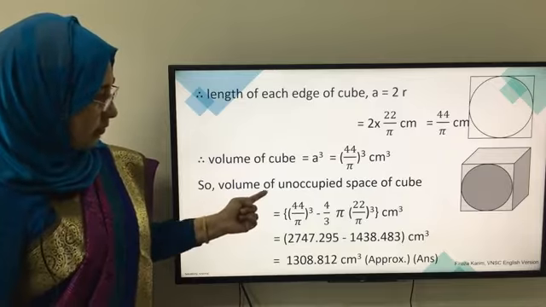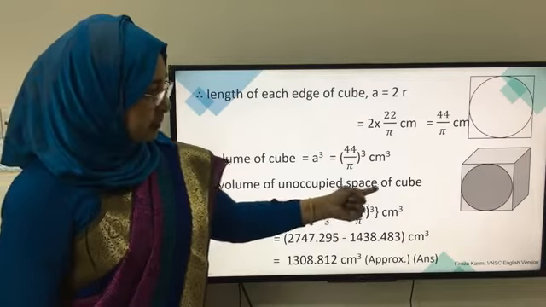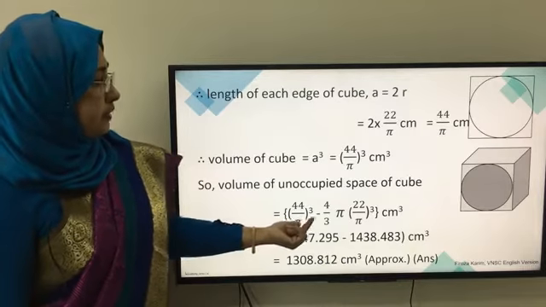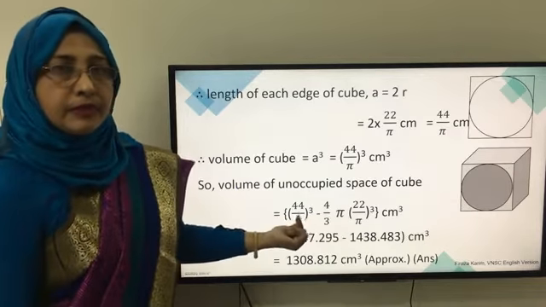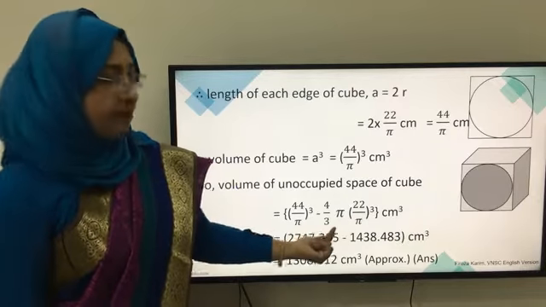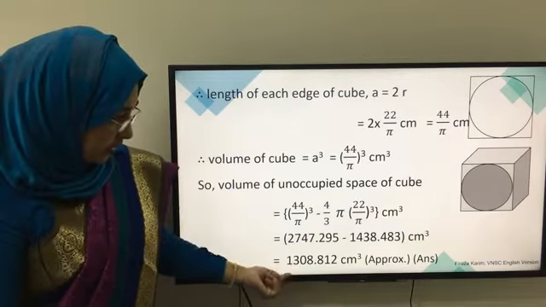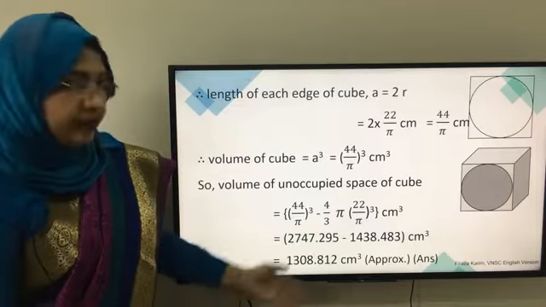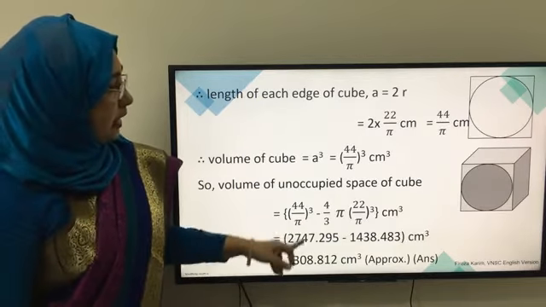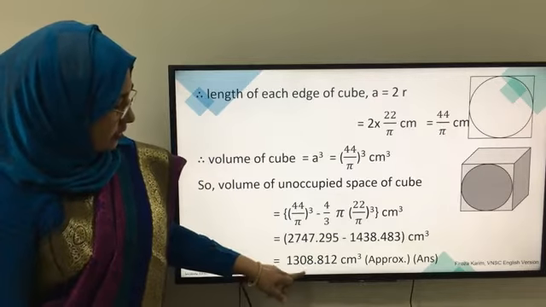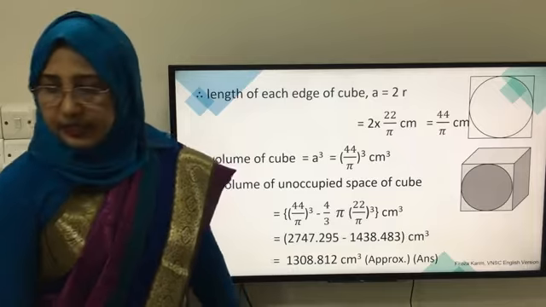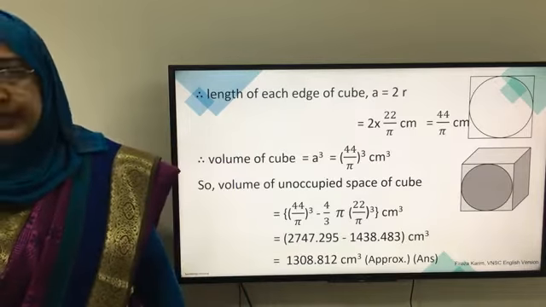So we will find the volume of unoccupied space of the cube by deducting the volume of the spherical ball from the volume of the cube, isn't it? And by deducting it, we got what? Yes, right from here we got the volume of unoccupied space, which equals 1308.812.